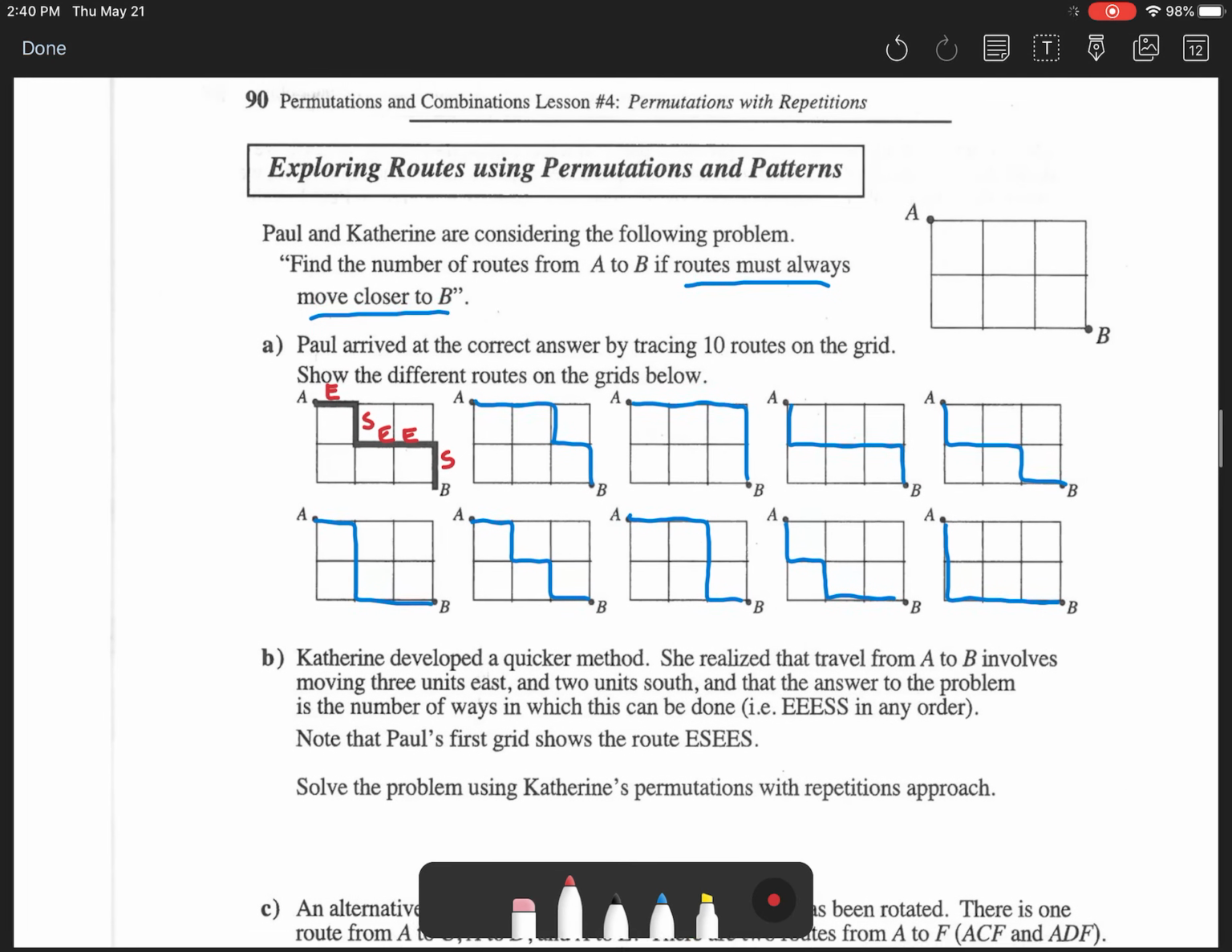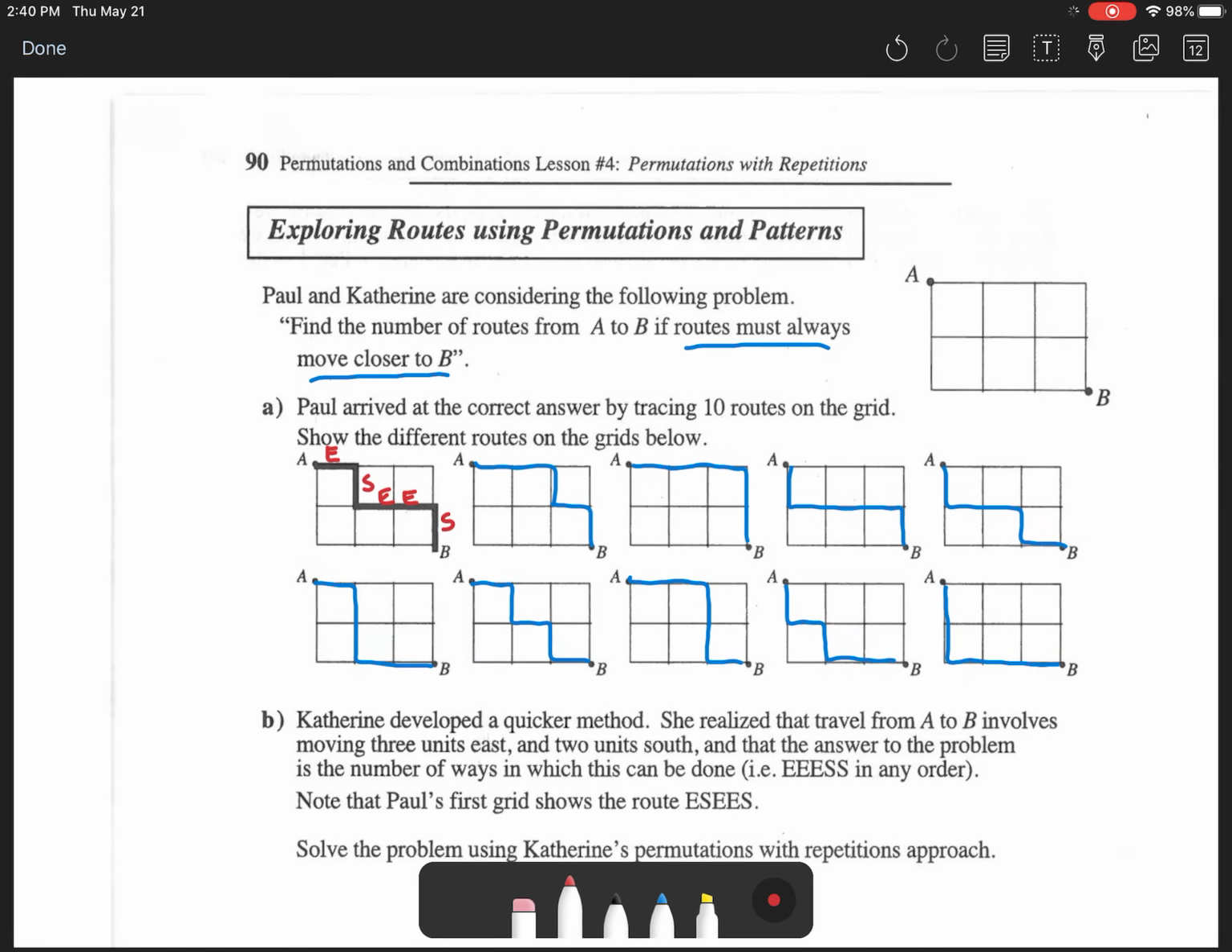Solve the problem using Catherine's permutations with repetitions. So what happens is this. I'm going to show you the top diagram here, and then I'll come back to the calculation. What I always teach is this: to go from A to B, I just go on the outside of the grid. So I go 1, 2, 3, 4, 5. So there are a total of 5 movements, okay? It's like arranging 5 things, so 5 factorial. That's the total number of movements to get from A to B.